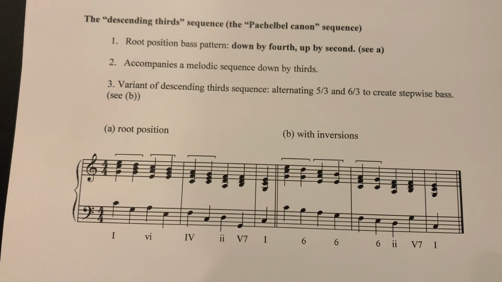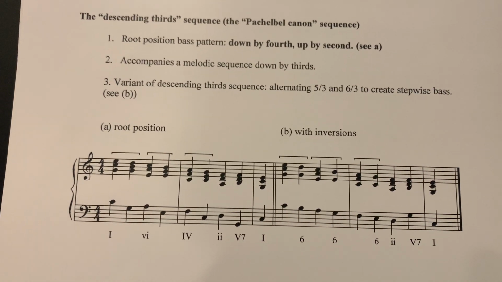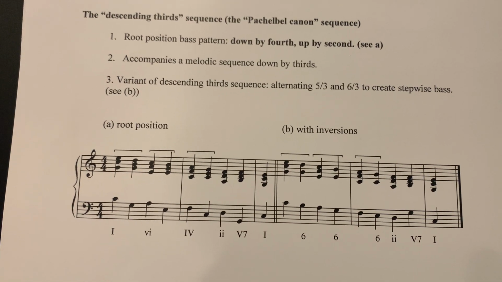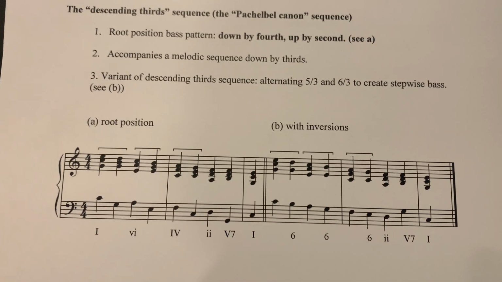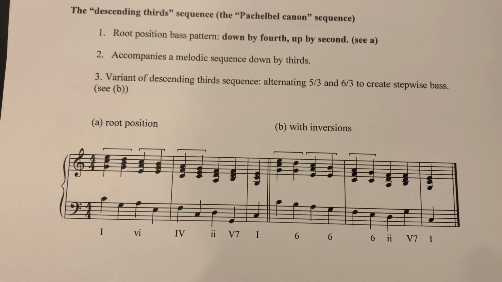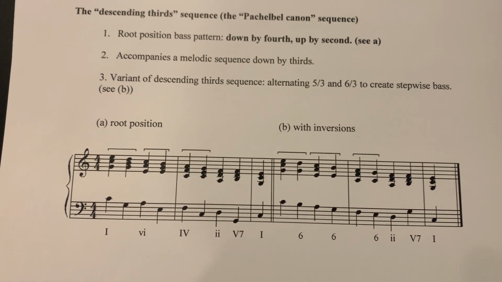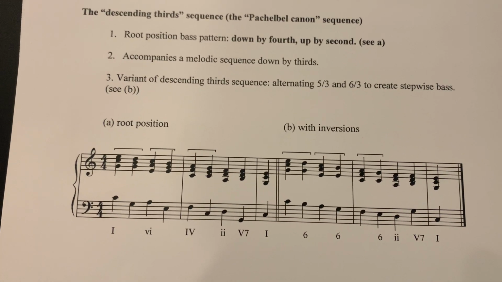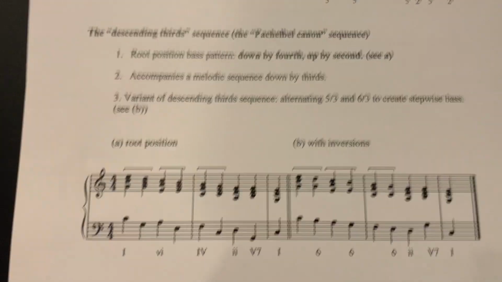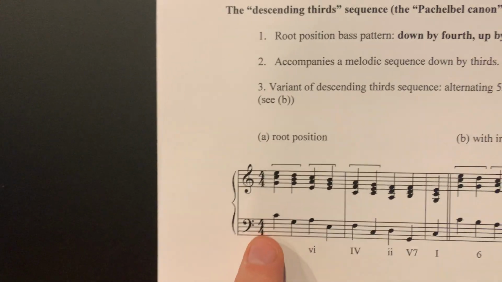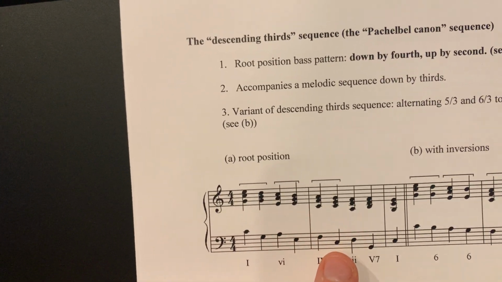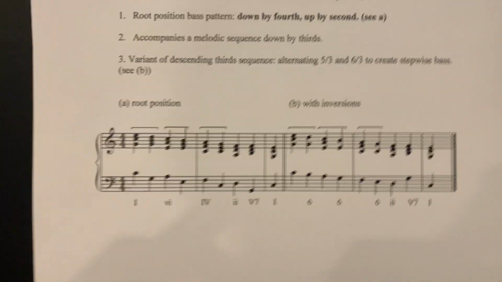Now, as the name implies, this one is going to accompany a melodic sequence that goes down by thirds, but the root pattern, this is number 1, is down by 4th, up by 2nd. Okay, that's what you're going to keep doing over and over again. Down by 4th, up by 2nd, down by 4th, up by 2nd. Right here, down by 4th, up by 2nd, down by 4th, up by 2nd, down by 4th, up by 2nd.